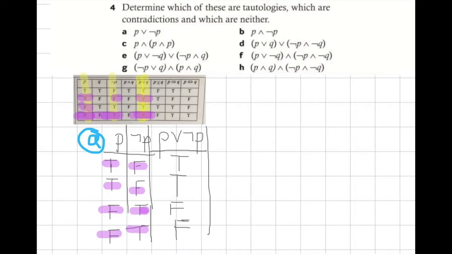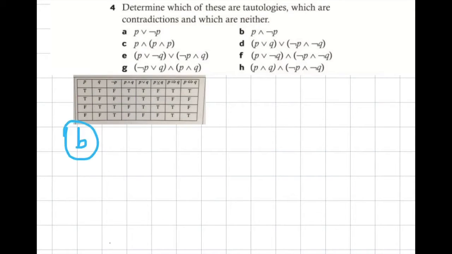Okay, so we come up with this truth table, and this is our final statement. It's not a tautology because there's not all true values. It's not a contradiction because there's not all false values. So this one we're going to say is neither. Okay, that's part A.